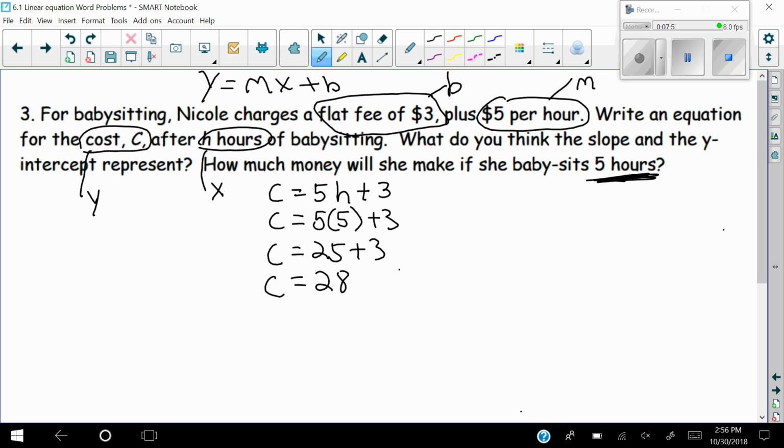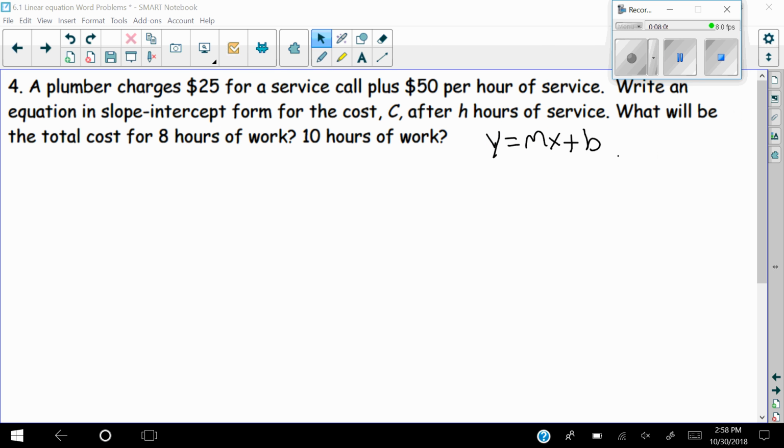Okay. So as you can see, labeling it, circling, saying what is what, it makes it easier to digest the whole word problem. Let's take a look at another example. Take a look at this example and see if you can solve this one.